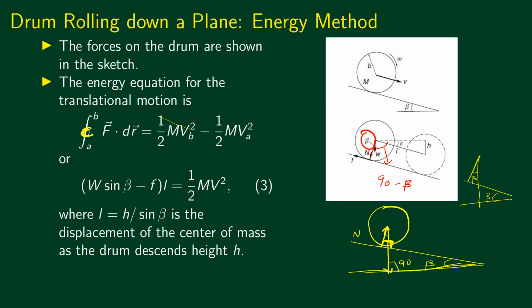Because the angle between the normal force and the displacement direction is 90 degrees, this is actually 90 minus beta. That is, the angle between the direction of displacement and the force W is 90 minus beta. So what's the component of W along the direction of displacement? It is W cos(90 minus beta), which is equal to W sin beta. That is the W sin beta that appears here. Now, is this the only force acting? This is not the only force acting, right?